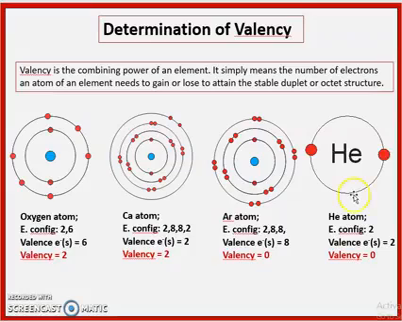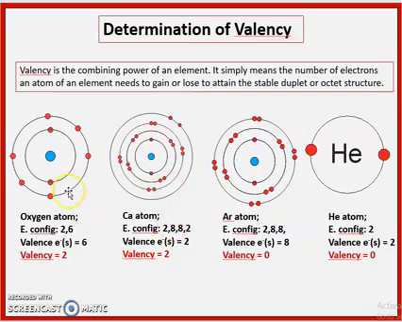Okay? Therefore, if you look at this, you will know that there is a little difference between valency and valence electron. Valence electron simply means the number of electrons at the outermost shell, while valency is the number of electrons an atom needs to gain or lose in order to gain stable duplet or octet structure. So we use valence electron to find valency. Are you getting me? We use valence electron to find valency. Sometimes the valence electron may be equal to the valency, but that doesn't mean they mean the same thing.